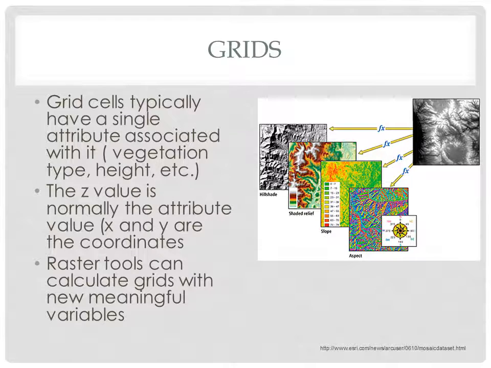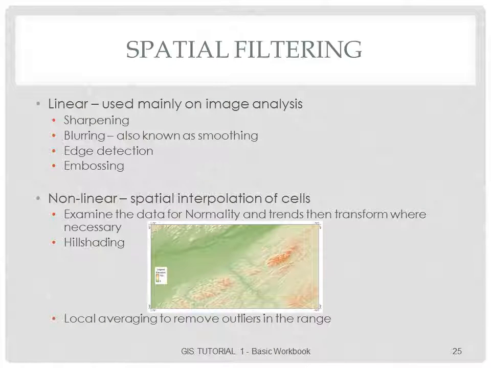This is raster data. Then spatial filtering may be used on image analysis for sharpening, blurring, or smoothing, edge detection, embossing. Nonlinear spatial interpolation may be used to examine the data for normality and trends that transform where necessary. This may include hill shading, local averaging to remove outliers in the range. And this concludes this section of the analysis for Unit 6.